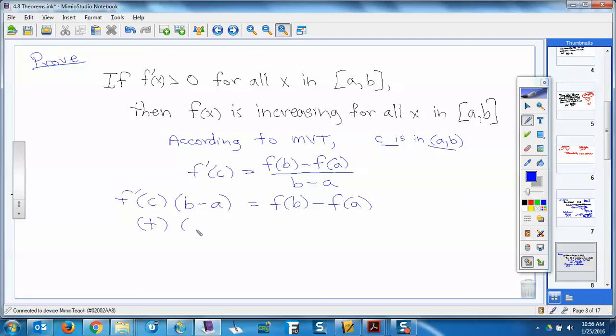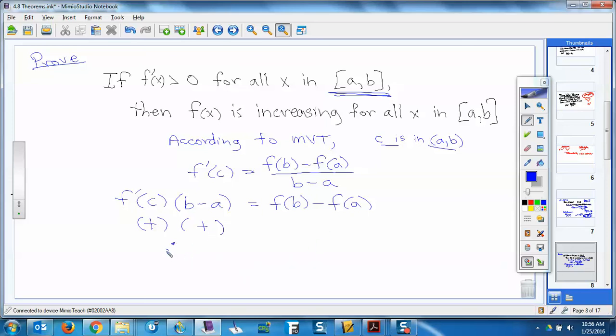What do we know about B minus A? Here's our interval. Doesn't that have to be positive? Doesn't B have to be bigger than A? Your interval goes from A to B. That's the only way you write an interval like this. B's got to be bigger than A, so B minus A's got to be positive.